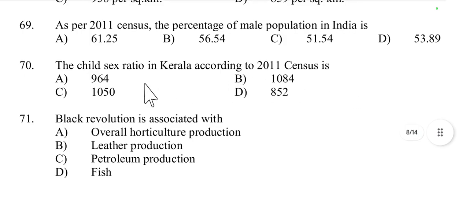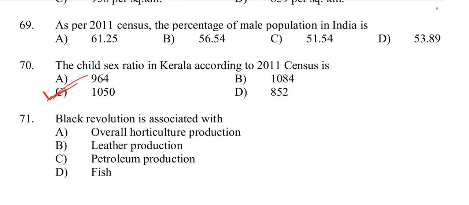Then question number 70, the child sex ratio in Kerala according to the 2011 census is 1050. Option C is the right answer.